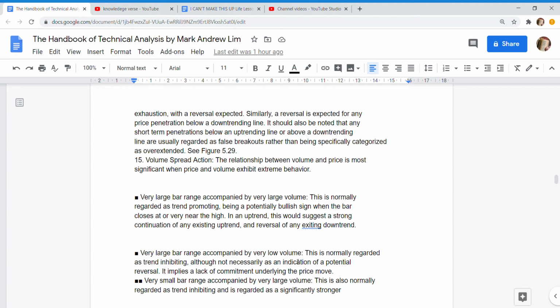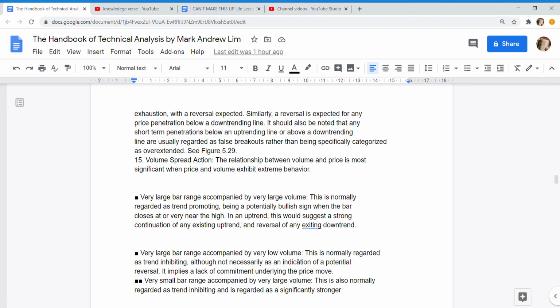Exhaustion, with a reversal expected. Similarly, a reversal is expected for any price penetration below a downtrending line. It should also be noted that any short-term penetrations below an uptrending line or above a downtrending line are usually regarded as false breakouts rather than being specifically categorized as overextended.